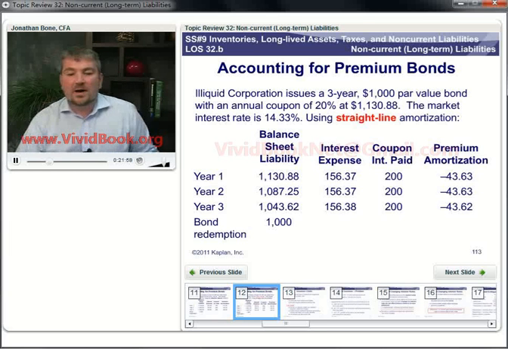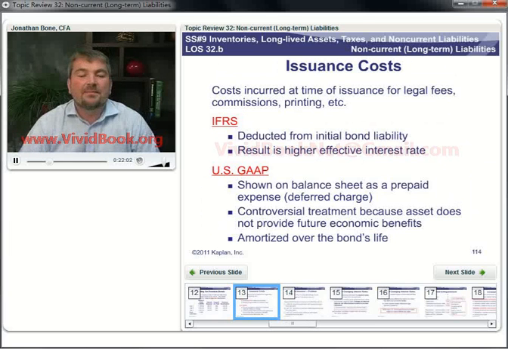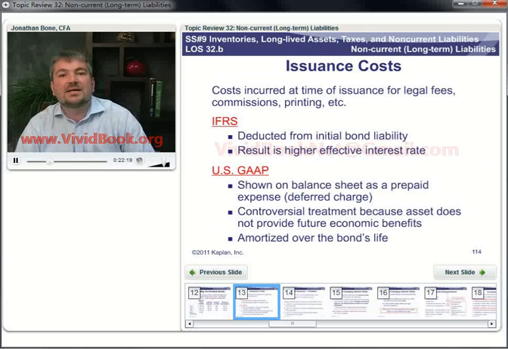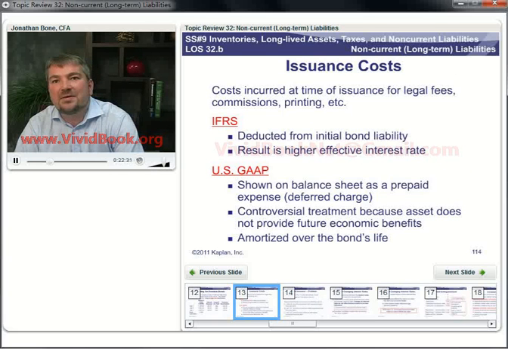Also we're asked to talk about issuance costs very briefly. International accounting standards, all you do is any costs relating to issuance, such as legal fees, commissions, underwriting, printing, etc. All you do is you deduct those costs from the bond's initial liability. Now, what that means is when you compute your market interest rate, because that's just the internal rate of return that looks at the discount factor that essentially equates price to the present value of future cash flows that you'll pay.